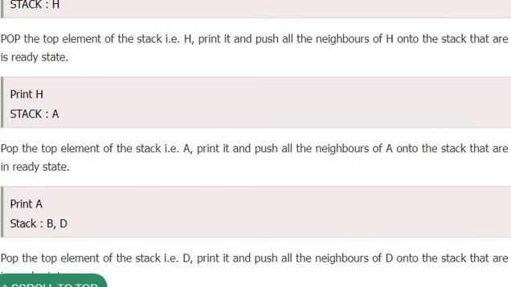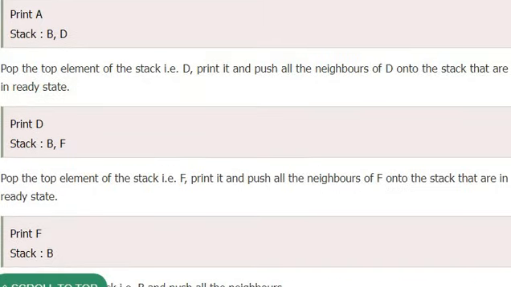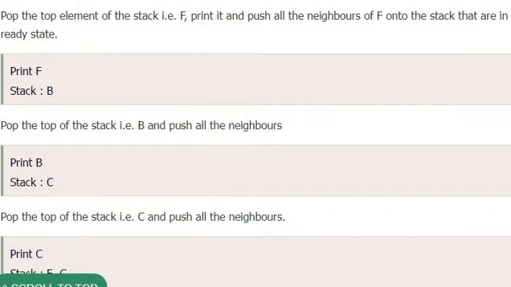Now the top element is D, and repeat the same procedure for neighbors of D. And we have F. Now the top element is F, and push all the neighbors of F which are in ready state. As we have only one neighbor to F, A, which is already visited, so now we have B on the top. Pop the top element and push all the neighbors, and while pushing the neighbors, check whether they are visited or not. If they are visited, do not push, otherwise you can push.